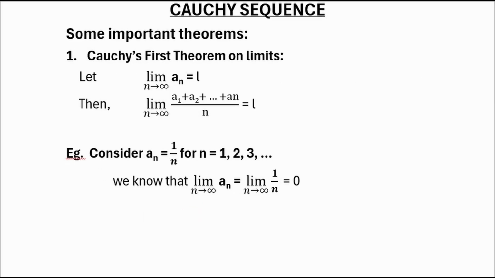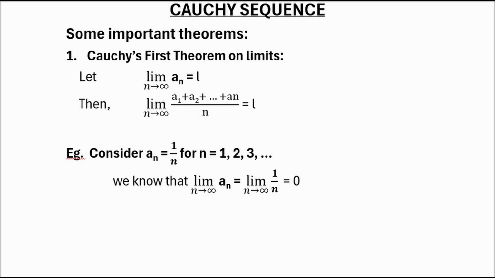Since now you know about the Cauchy sequence, let's hop into some important theorems. So first, Cauchy's first theorem on limits, which states that when the limit as n tends to infinity of a_n equals L, then the limit as n tends to infinity of the mean of a_1, a_2, up till a_n also equals L. Let's learn this by an example.